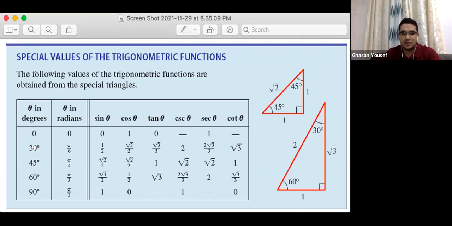And also, you should not just memorize it for degrees. You should memorize it also for radians. You have to know that 30 degrees is pi over 6 in radians, and 45 degrees is pi over 4 in radians, and 60 degrees is pi over 3 in radians. Is it clear?